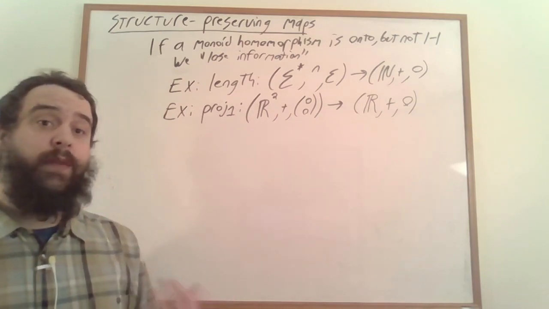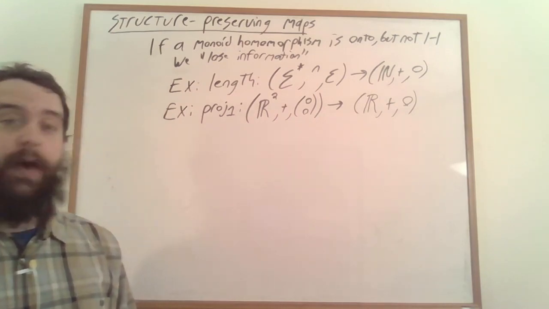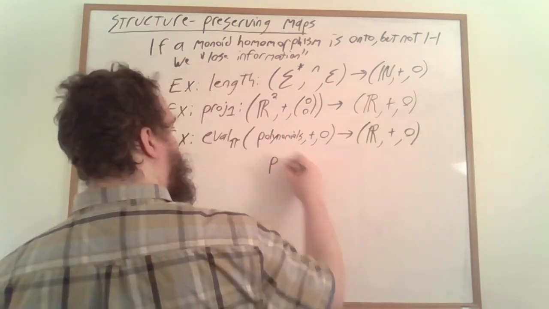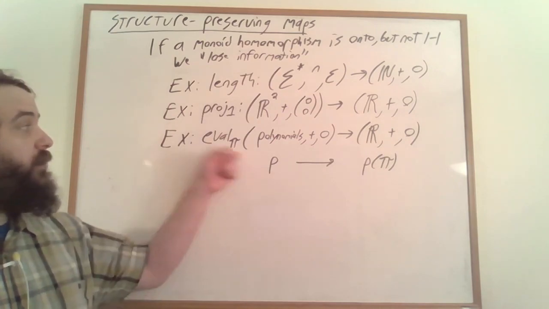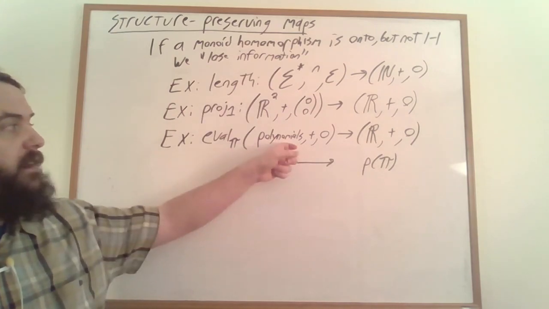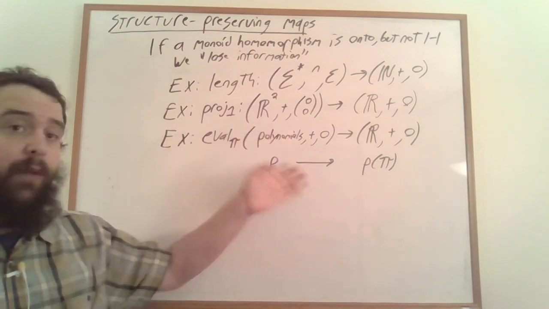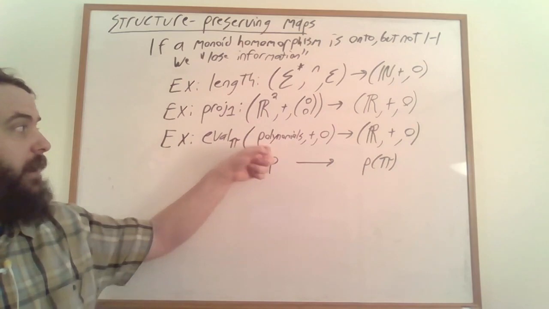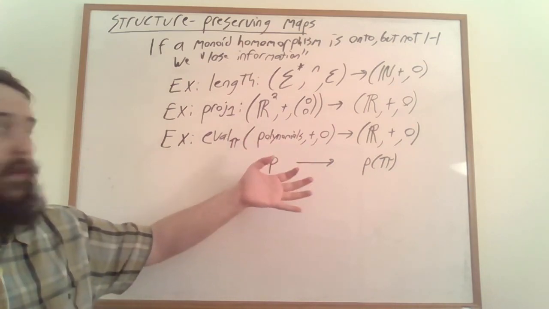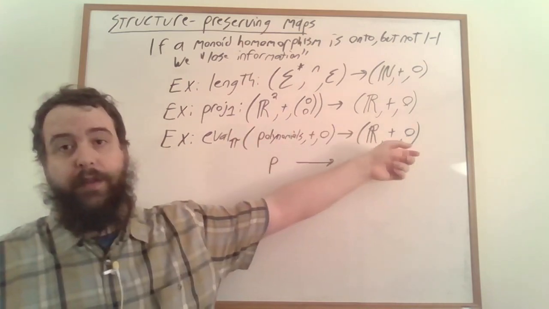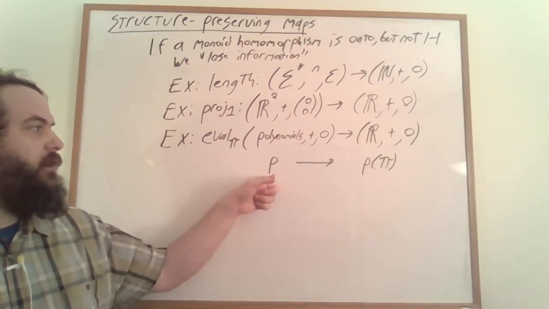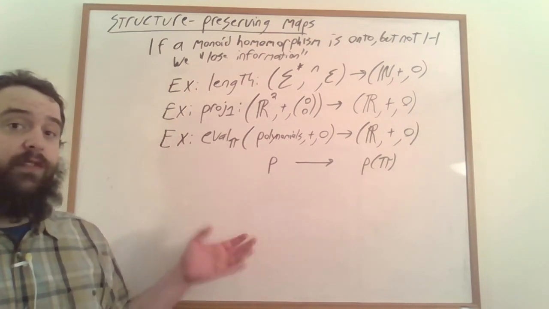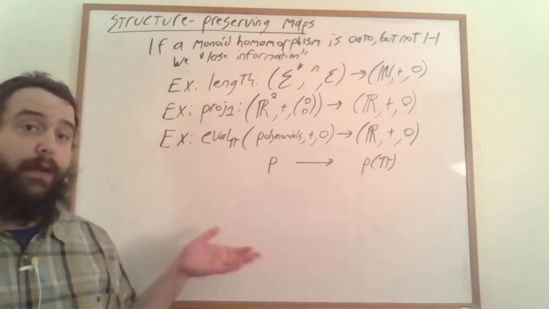There are lots of really natural monoid homomorphisms out there, such as the evaluation at pi function, which takes in a polynomial, so the set of all polynomials under addition forms a monoid. It takes in a polynomial with real coefficients and outputs a single real number. And it does so by taking the original polynomial and plugging pi into it. Again, it might be helpful to verify that this is in fact a monoid homomorphism.